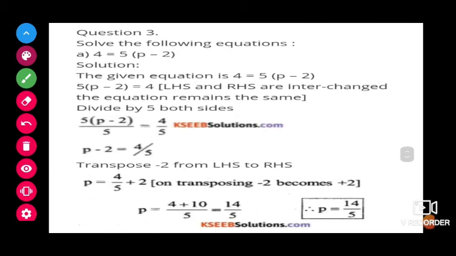Next one, 4 is equal to 5 into (p minus 2). Children, in the given equation, the constant is on the left hand side and the variable part is on the other side. First, I will just exchange the parts: left hand side I will bring to the right, and right hand side to the left. There will be nothing wrong in that. Then I will start. Why? Because we have the habit of solving from this side only. So now I will start from here. Now 5 into (p minus 2) equals 4.